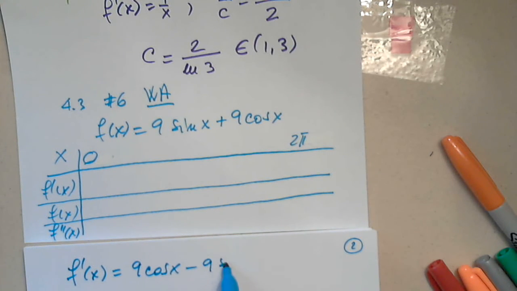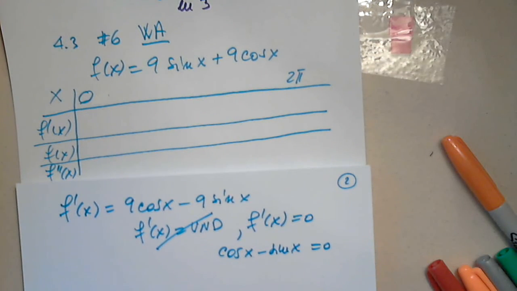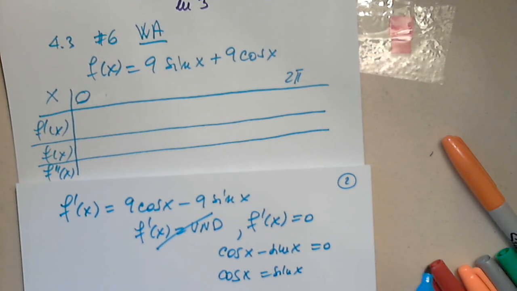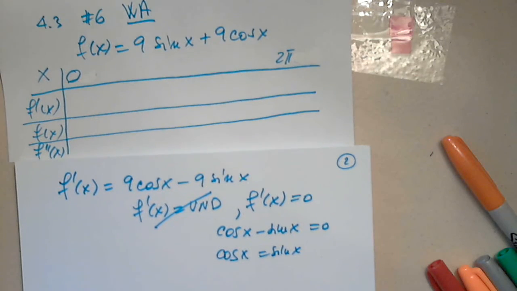cosine x minus 9 sine x. There are no critical numbers coming from f prime being undefined, because this is always defined, but f prime can be 0. And of course I will divide both sides by 9, so I have cosine x minus sine x equals 0. And it's a nice situation, because cosine x equals sine x, we can divide both sides by cosine, because cosine and sine will not be 0 at the same time.